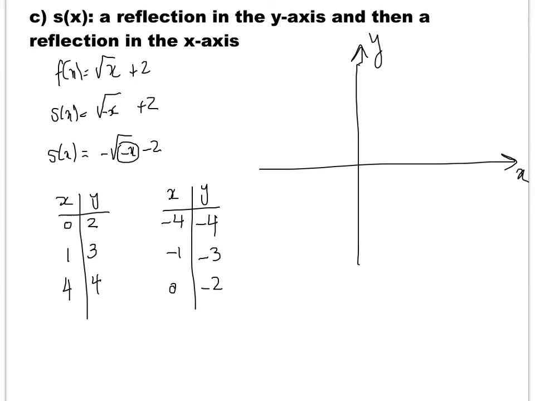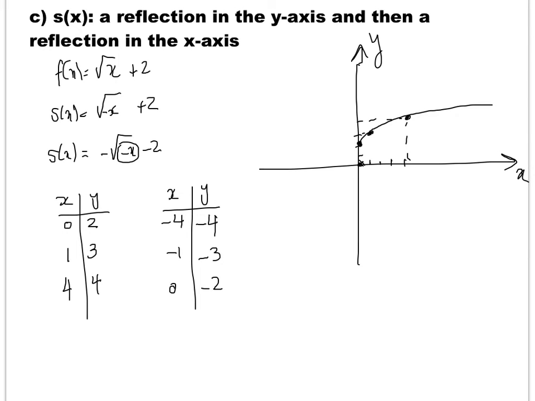For the original one, when x is 0, y is 0; when x is 1, y is 3; when x is 4, y is 4. When x is 0, y is 2. That's a mistake. So we're going to get a graph like this one for the original one.